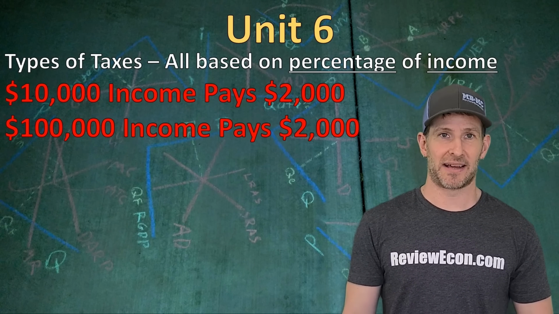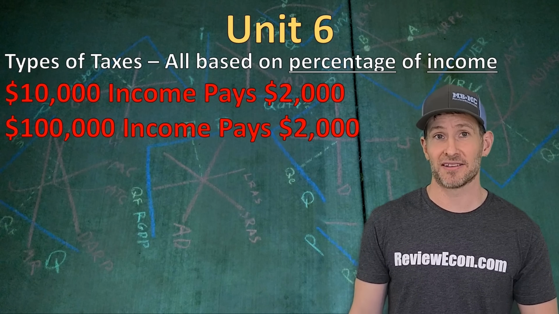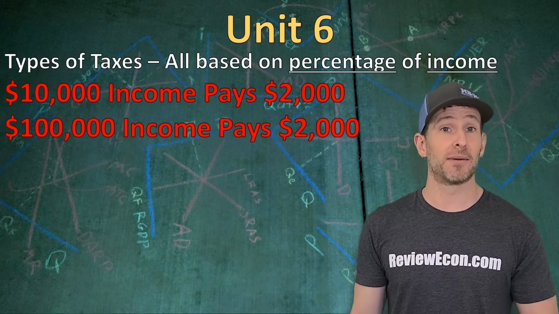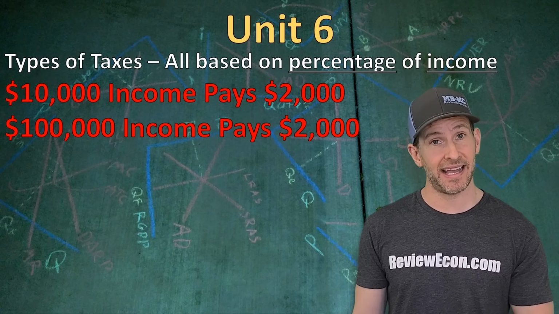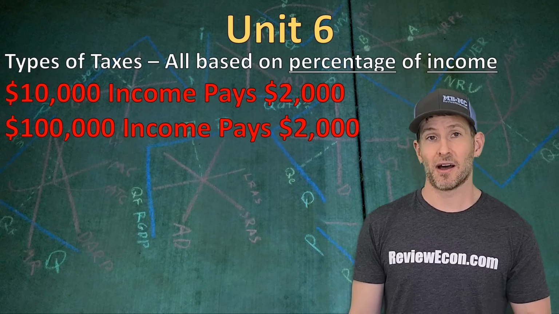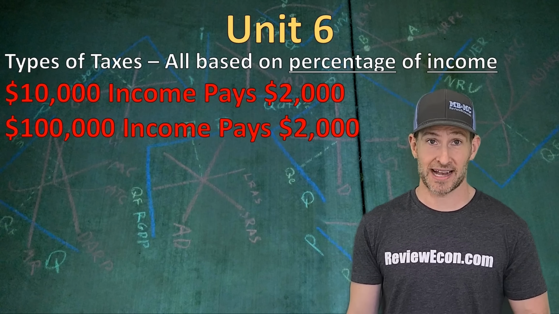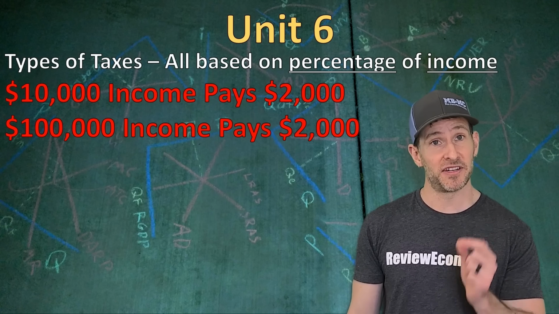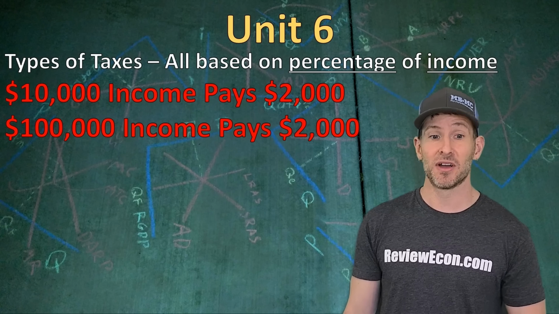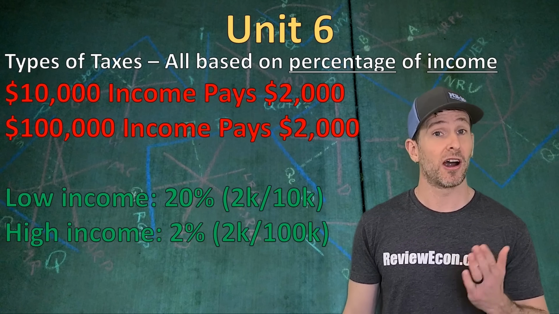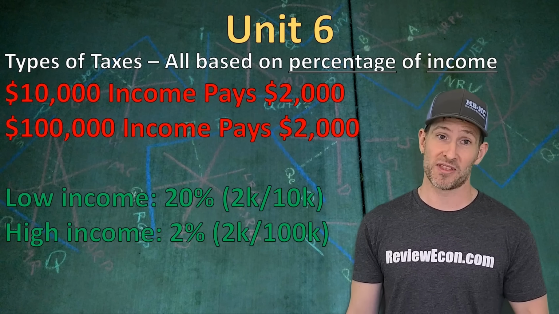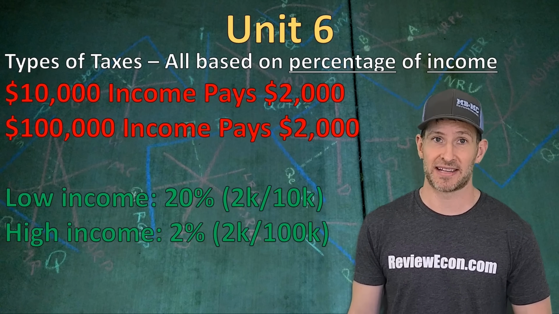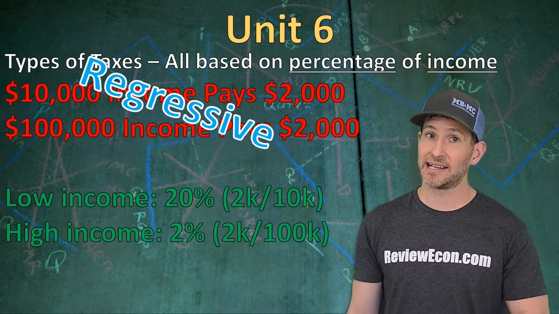Let's take a look at this example. Let's say incomes of $10,000 pay $2,000 worth of tax in an economy, and incomes of $100,000 pay again $2,000 worth of tax. On the surface, it may look like a proportional tax since it is the same amount of money for both high and low incomes. But if you divide the tax by the income, you will see that the low income earners are paying 20% of their income for this tax, while people with a high income are paying just 2% of their money for this tax. That means this tax is regressive.